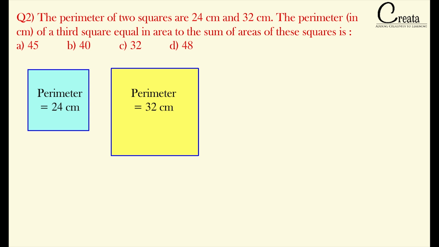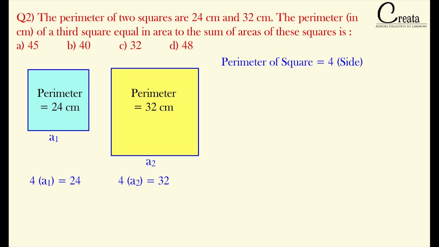We know perimeter is the sum of all the sides of the figure. Here it is a square, and we know the property of the square, that all the sides of the square are the same. So the perimeter of the square is 4 times the side of the square. Let's denote the side of the first square as A1 and the side of the second square as A2. The perimeter of the first square is given as 24 cm, that is 4 times A1 is 24, and the perimeter of the second square is given as 32 cm, that is 4 times A2 is 32 cm.